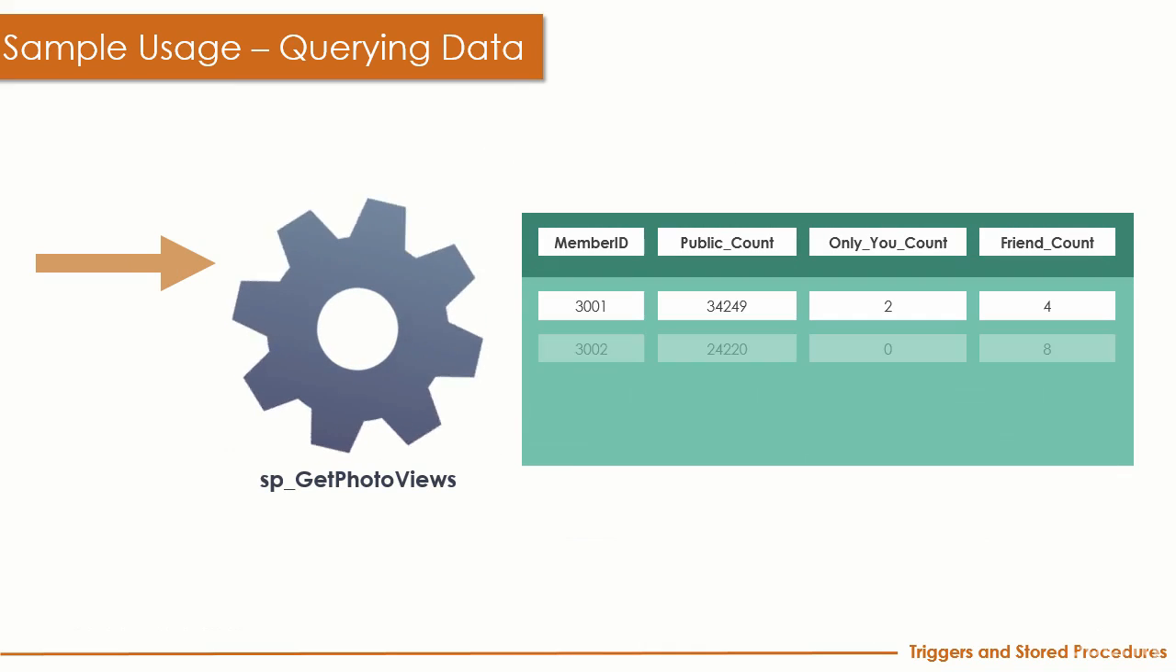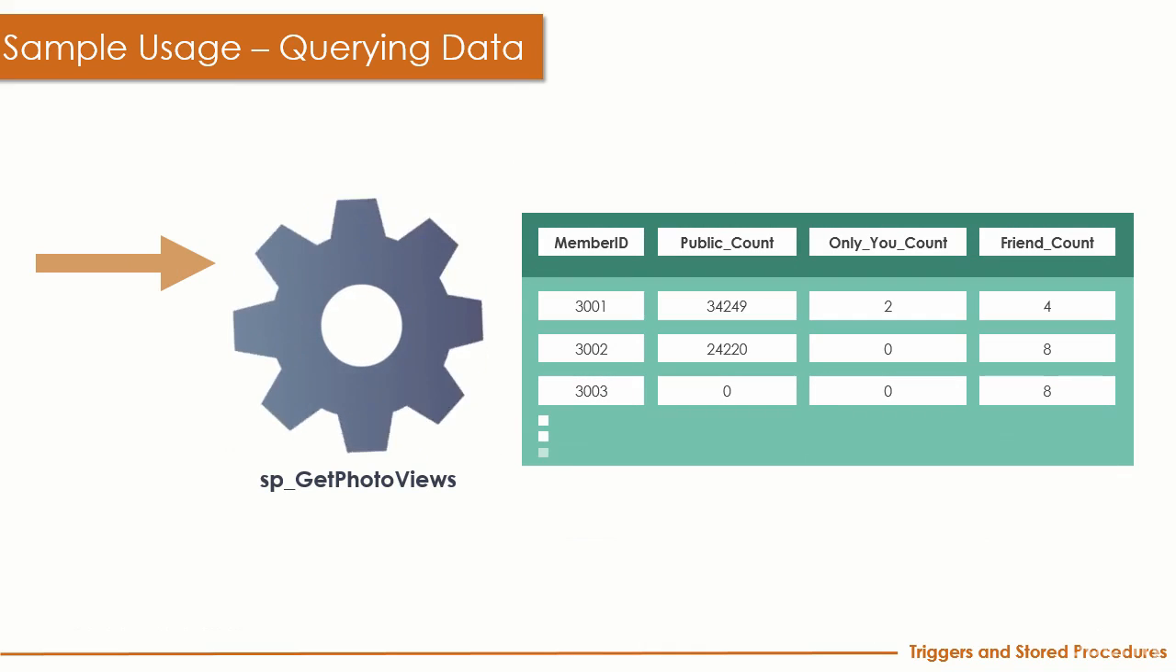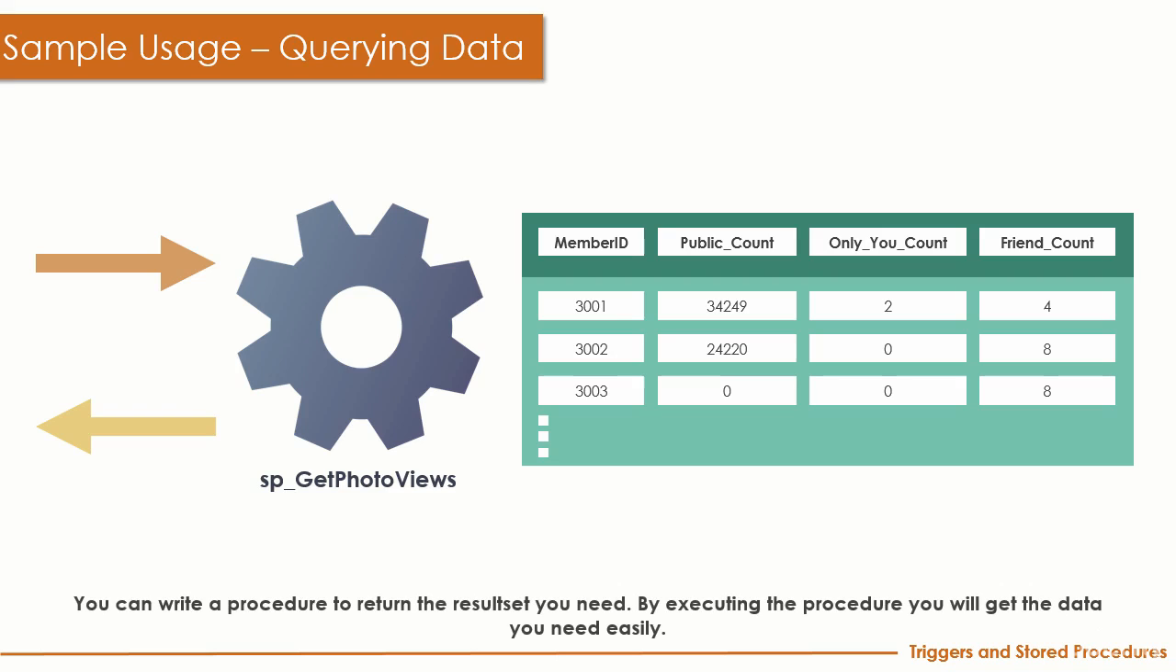Then you can write a stored procedure, say this is get photo views, and it will return a data set which contains the member ID, which you want to collect, and the public count, just the count. It doesn't tell you about a single photo. Your own count is for the private photos, and the friend count shows the views of the photos for your friends.